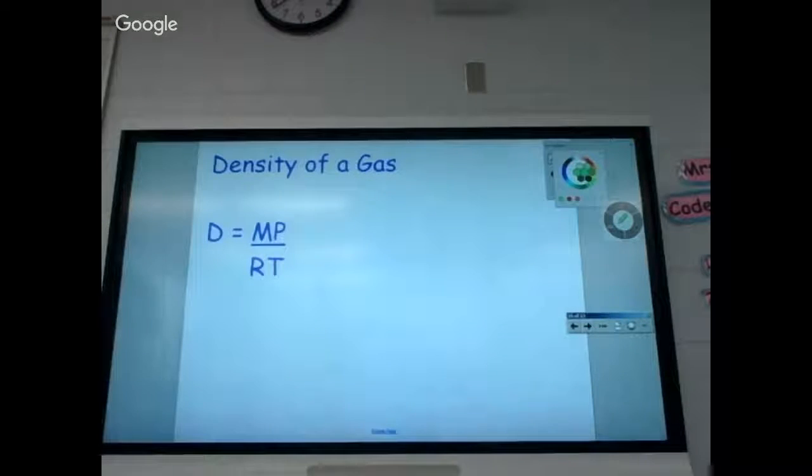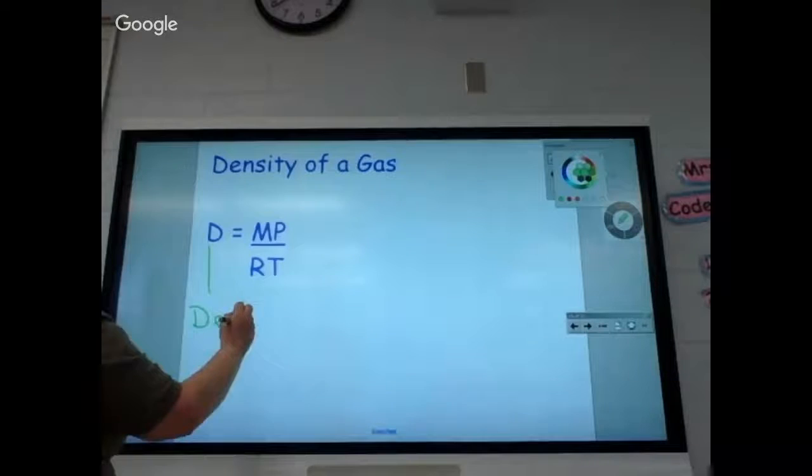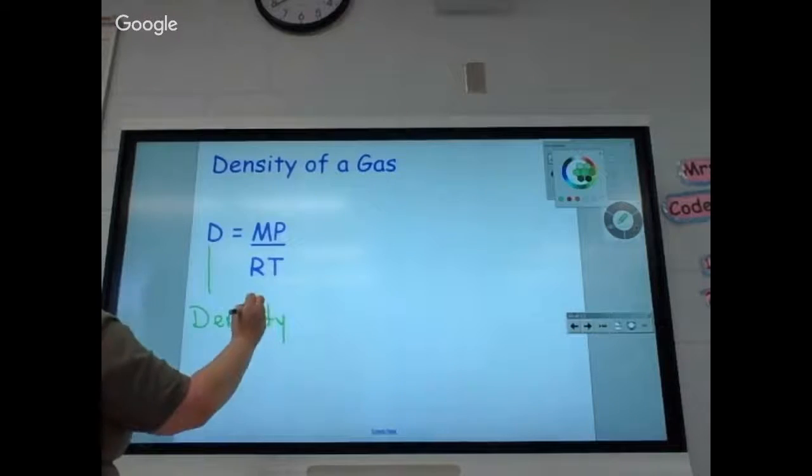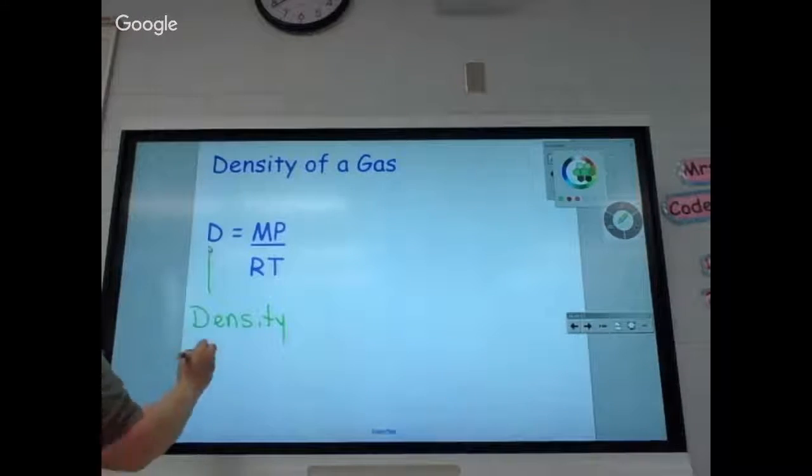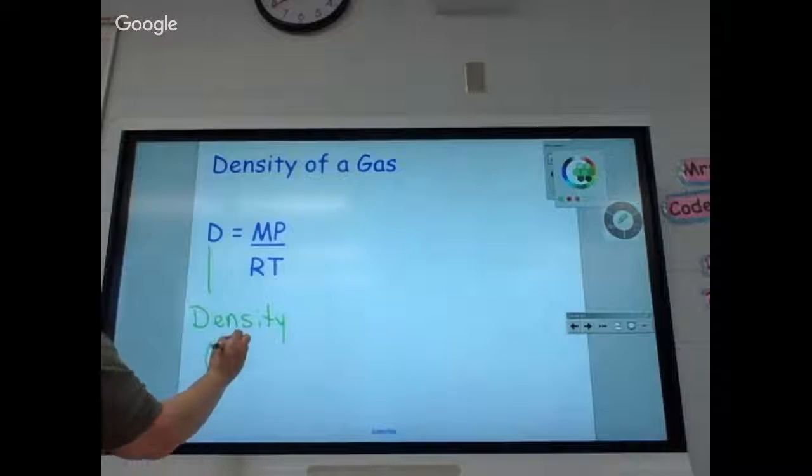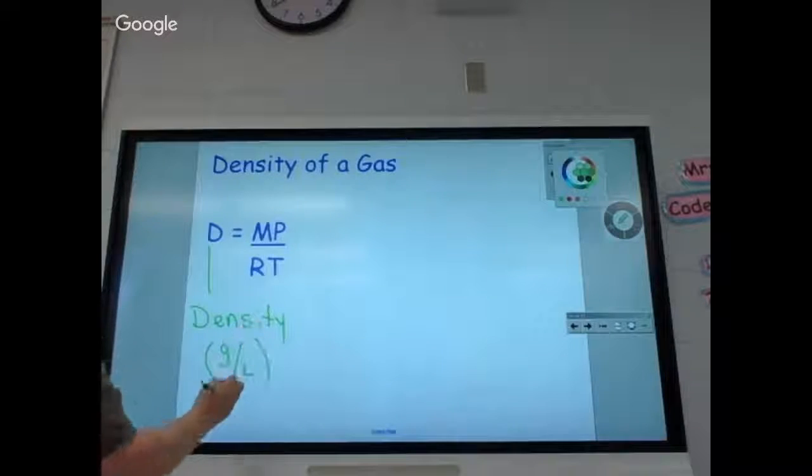It's for density. Now, we've already learned a normal density formula, but this one is specific. It's only for the density of a gas. The only two variables we're going to talk about are D and M. Of course, D stands for density. And this one, the unit is slightly different than the beginning of the year. It's in grams per liter.